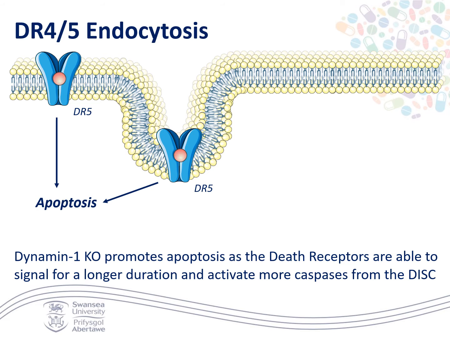So dynamin 1 knockouts shown in the 2017 study promote apoptosis as the death receptors are no longer able to be internalized and so signal for longer at the cell membrane, ultimately activating more caspases from the death-inducing signaling complex.